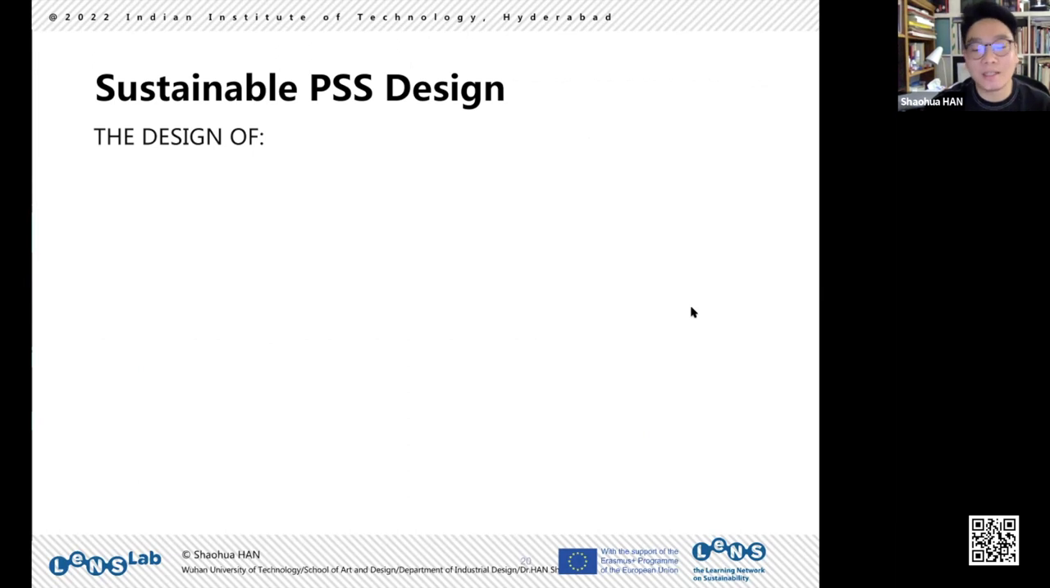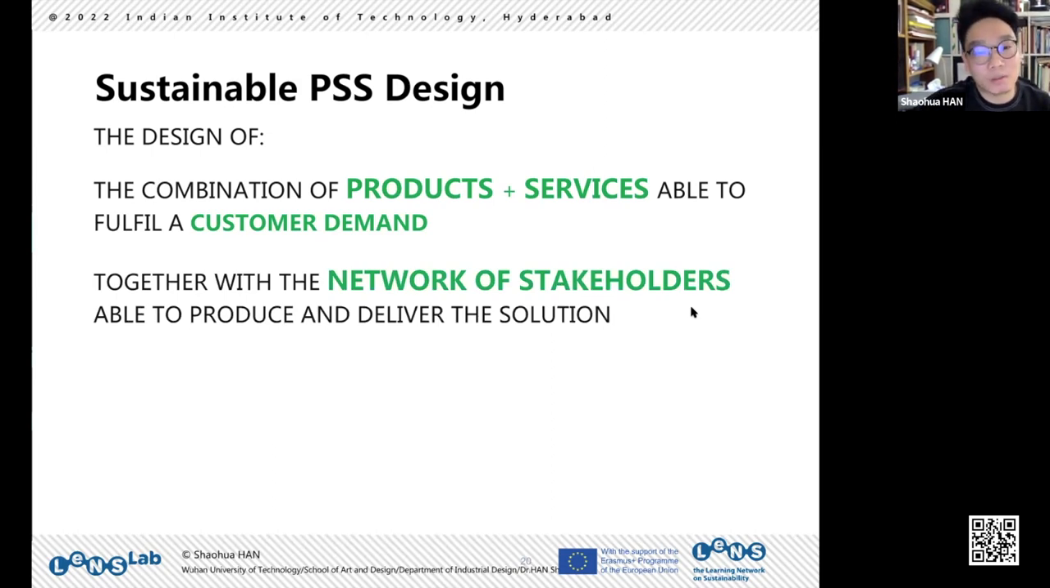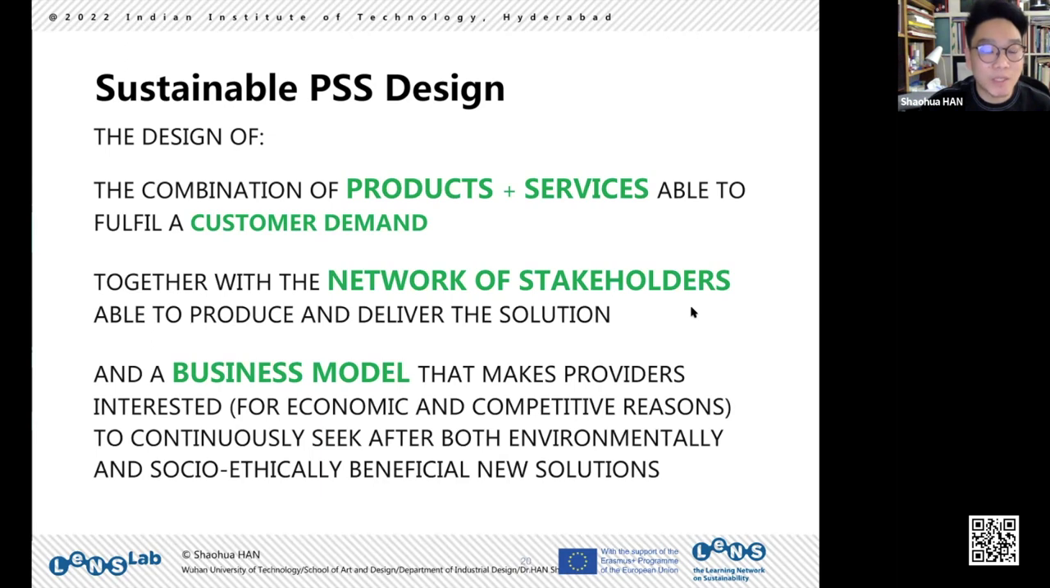So let's go to the definition of sustainable product service system design. This kind of design is the combination of products and services able to fulfill a customer demand, together with the network of stakeholders able to produce and deliver the solution, and a business model that makes providers interested to continually seek both environmentally and socially beneficial new solutions. And we can also get the key points: the products, the services, the customer demand, the network of stakeholders, and the business model. That shows what we need to focus on and what we need to do when we are doing a design, right?